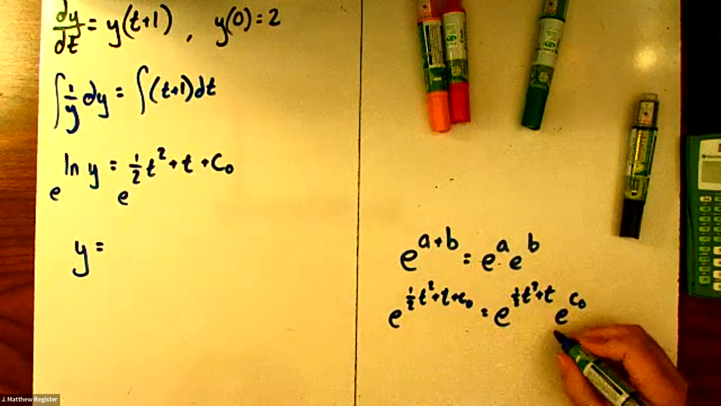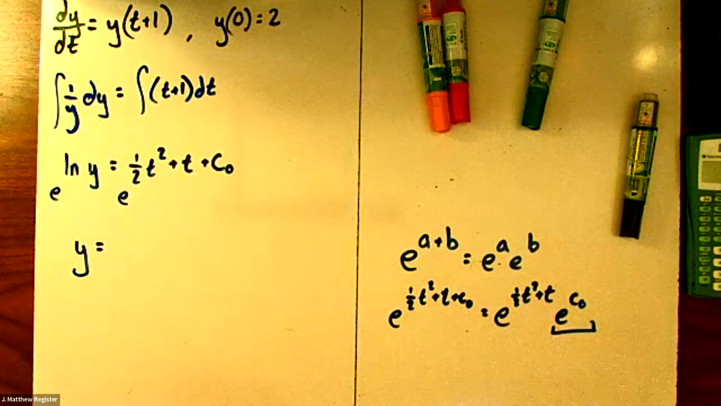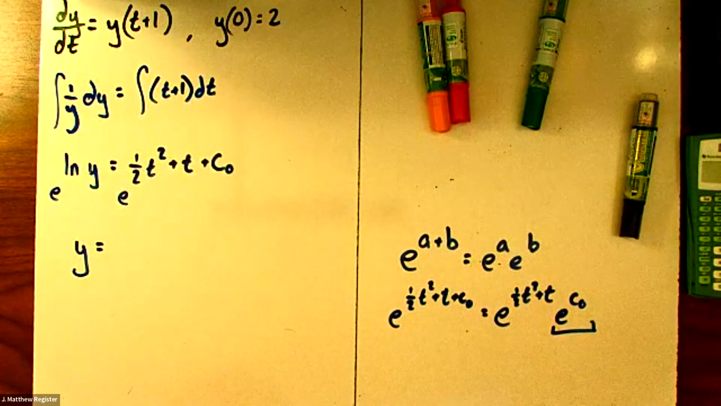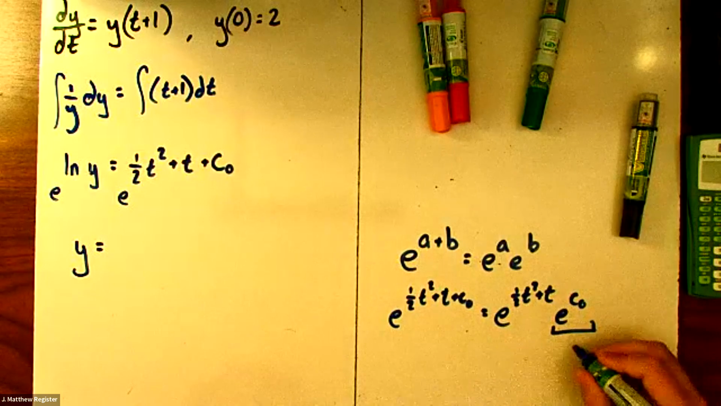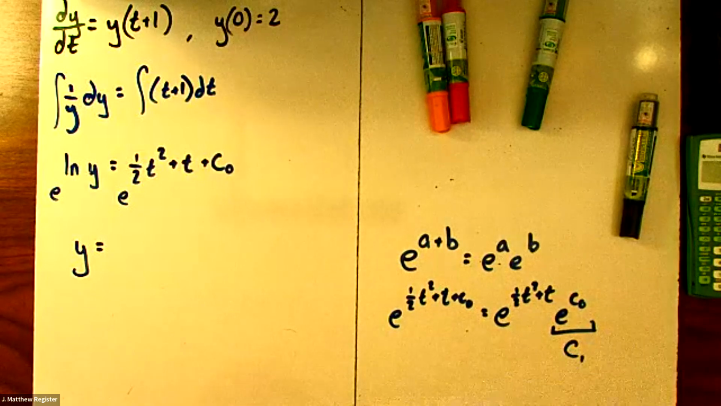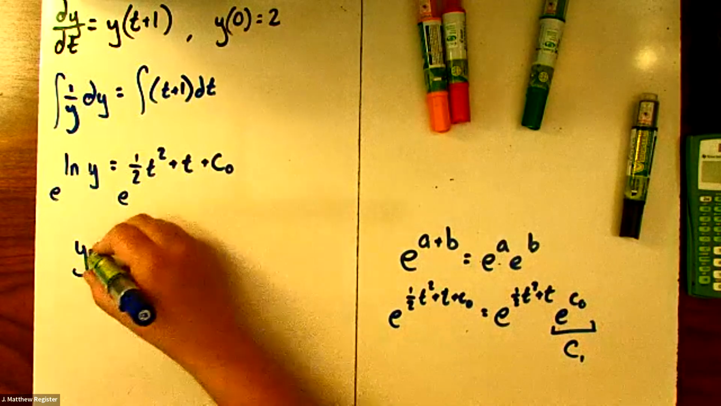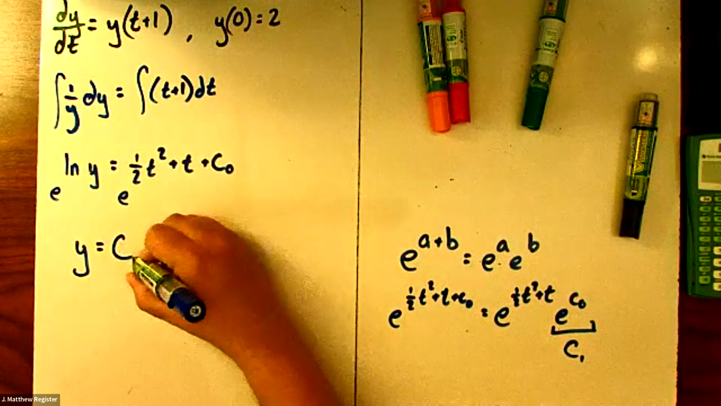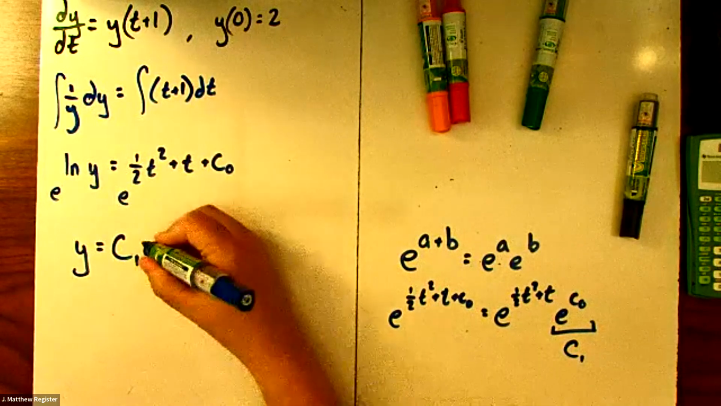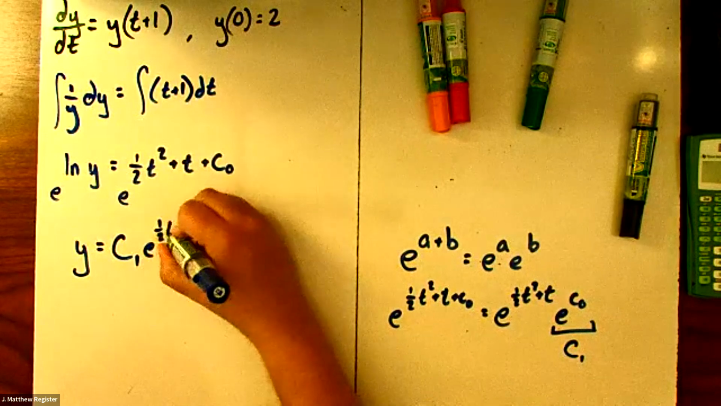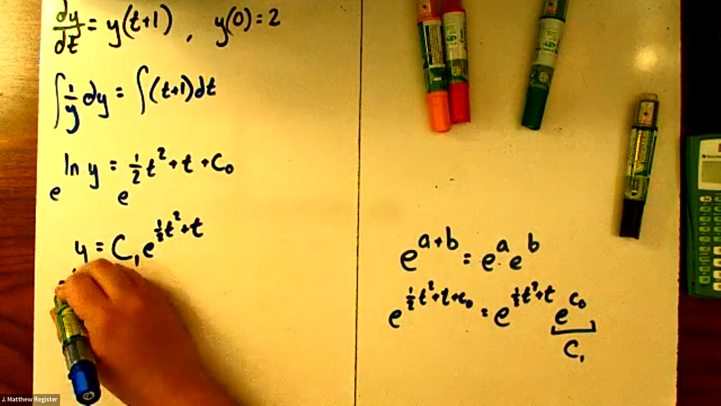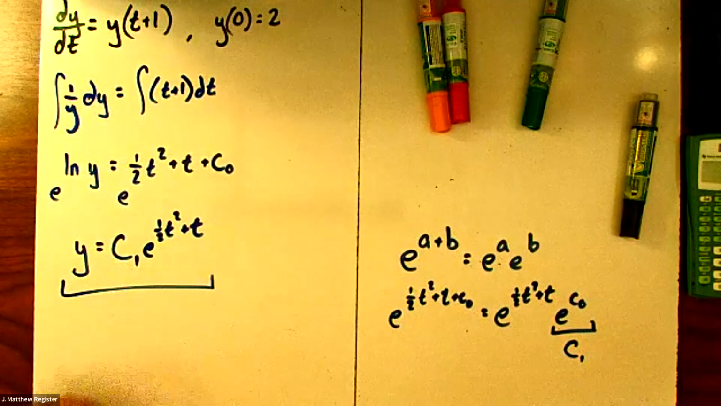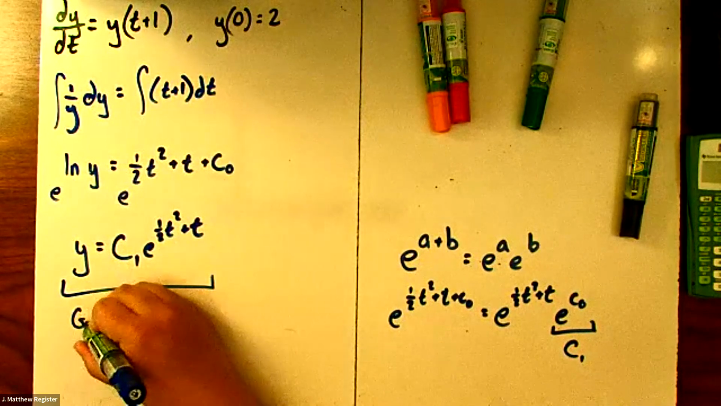But notice e to the C0 is just going to be a constant again. And because it ends up just being a constant again, we can actually just relabel this as some new constant. Let's call it C1. So then we have y is equal to C1 e to the 1/2 t squared plus t. This right here, we would call the general solution.